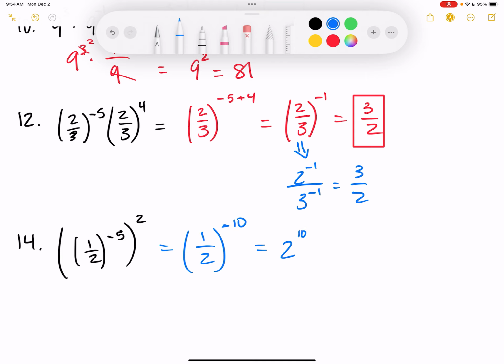It's just 2 times 2 times 2 times 2 times 2 times 2 times 2 times 2 times 2 times 2. 2 times 2 is 4, times 2 is 8, times 2 is 16, times 2 is 32, and 32 times 32 is 1024. So 1024. I told you I got it right.